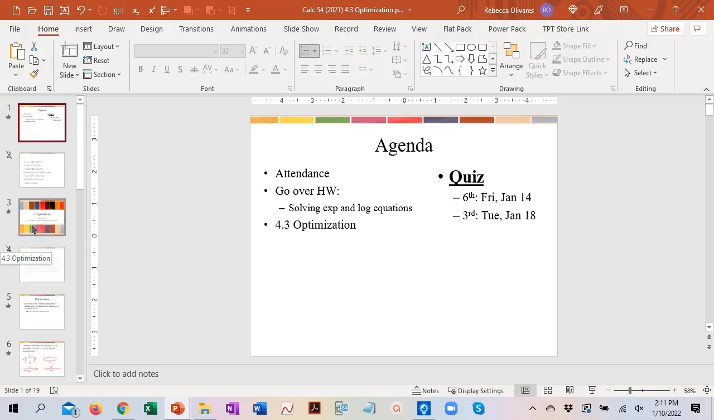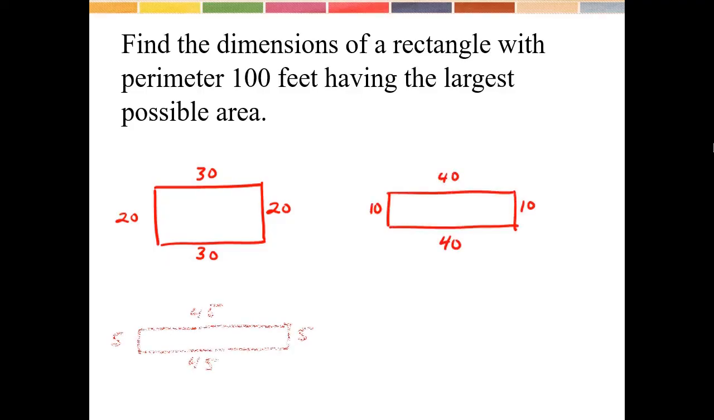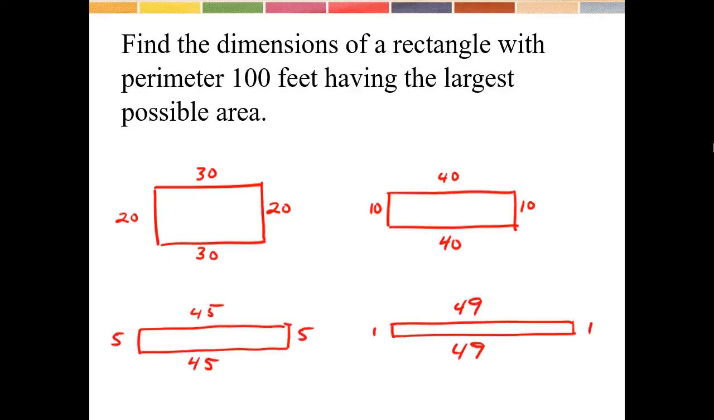We're talking about optimization. Let's say, for example, that we had a rectangle and we were told that the perimeter had to be 100, but we wanted the area to be the maximum. So you could have this rectangle, a 20 by 30, or maybe a 10 by 40, or that one or that one. The question is whether or not one of these has the maximum area or some other version of the rectangle I haven't drawn yet.